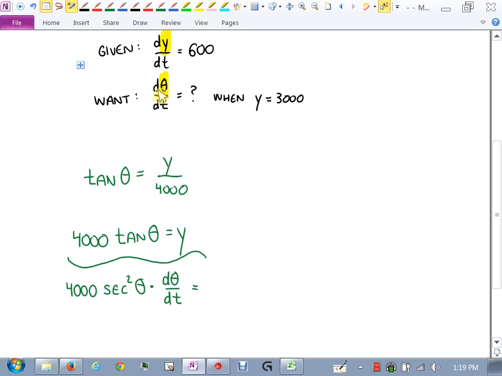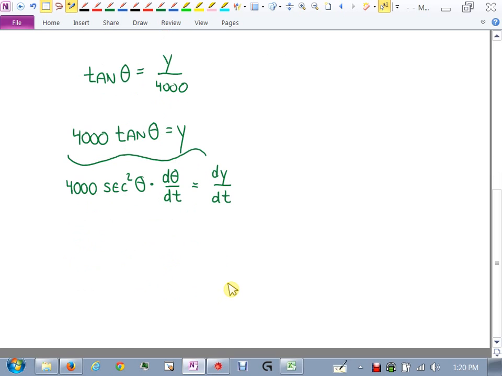What about the right side? Derivative of y? dy dt. Do you know what theta is? Yes. D theta dt is what we want. Dy dt, do you know what that is? Yes, 600. So we have everything. So it's a matter of plugging it in.